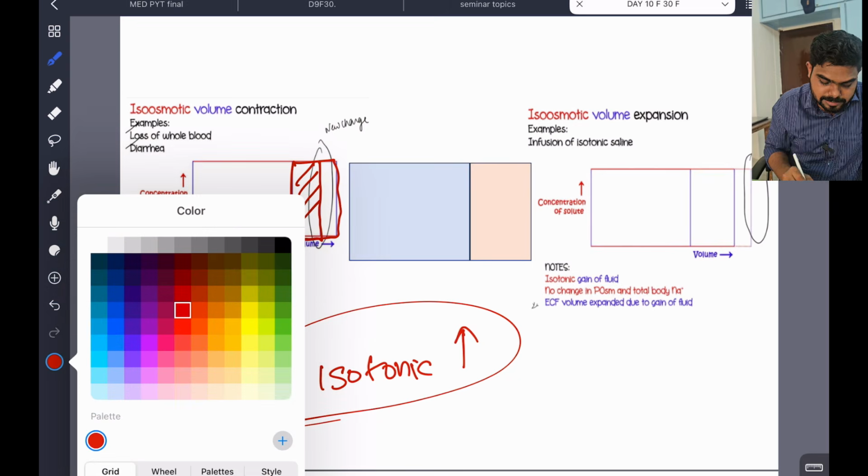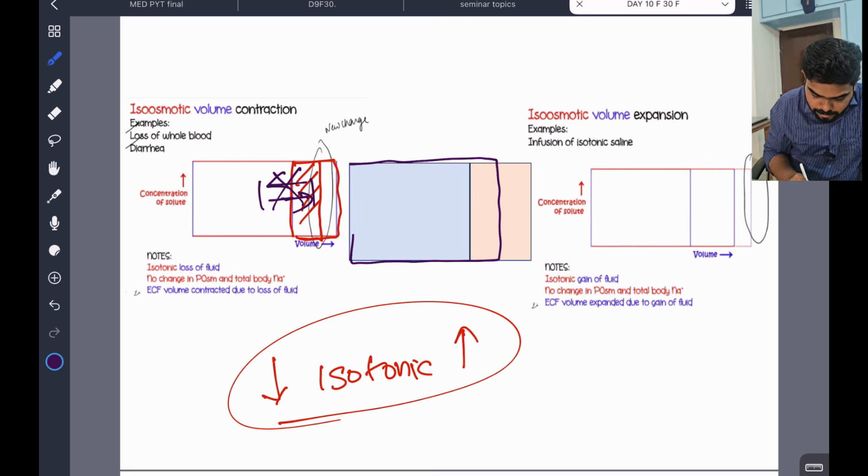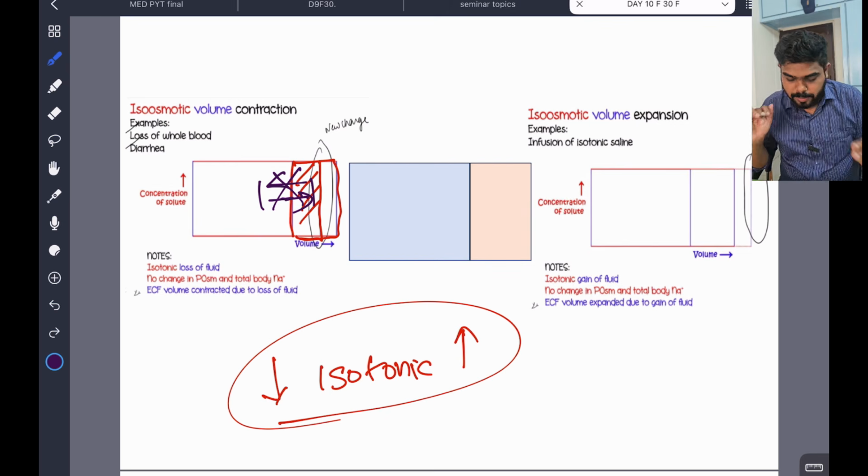There is no change in osmolarity. There is no fluid shift either, and there is balance. No fluid shift. So what happened? The graph's concentration y-axis remains same, but on the x-axis there is volume loss. That's why it is coming small. So the graph will come like this. Clear?